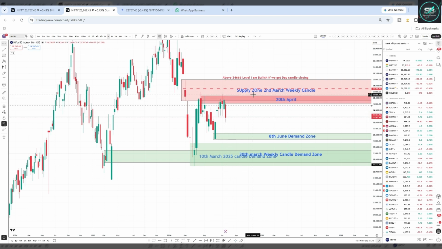We already know the supply zones and demand zones, but along with them we also look at some other points of Nifty and Bank Nifty so that we are prepared for the next week: how Nifty and Bank Nifty are going to react, and what important levels we have to observe.